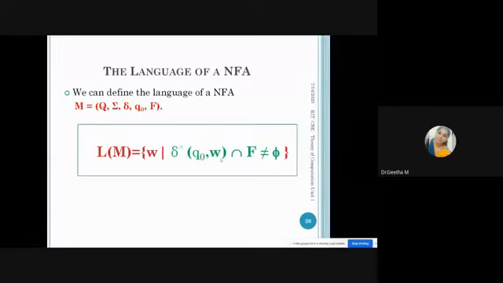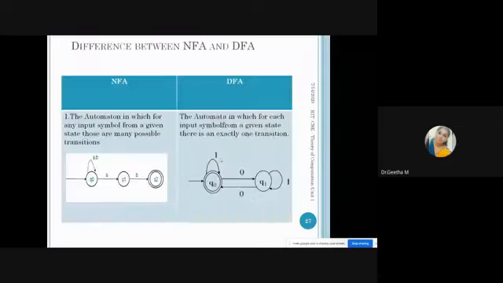That is what I have given here: the intersection between delta cap of Q naught comma W, the green part, and F, which is not equal to empty set. So we should have some common terms. Here the common term is 3, from the previous example. I will explain in the last class. Okay, I think I have completed the concepts of DFA and the concepts of NFA.